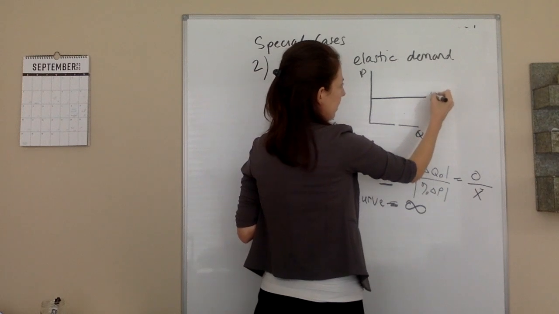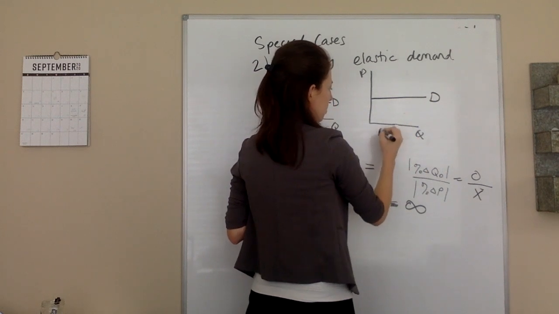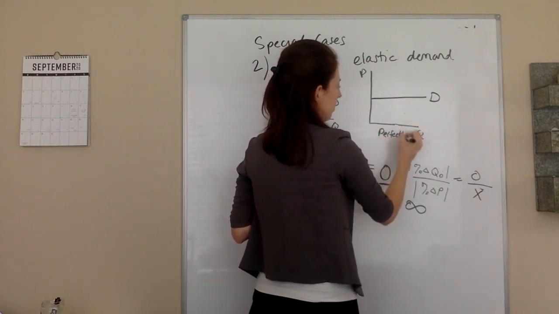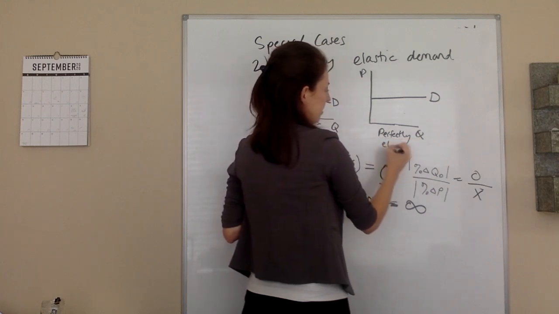A flat line for the demand curve is going to correspond to a perfectly elastic demand.